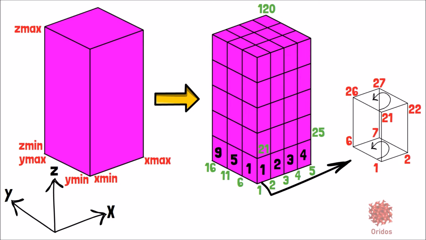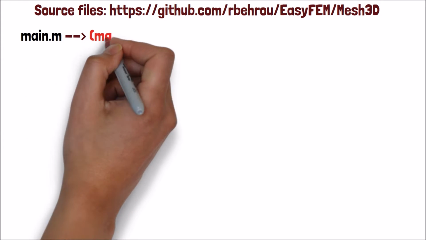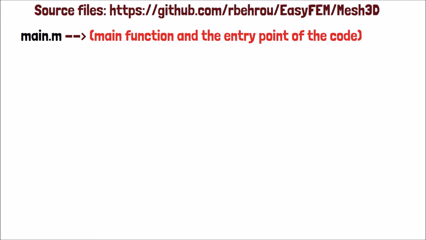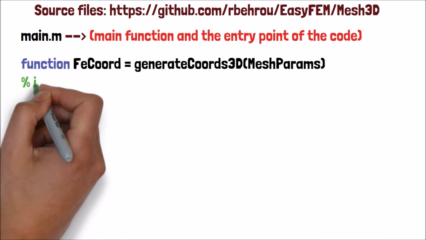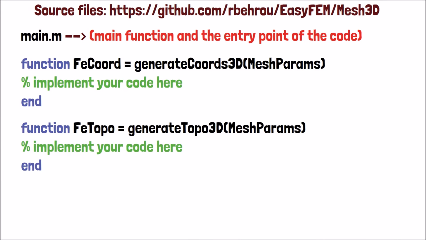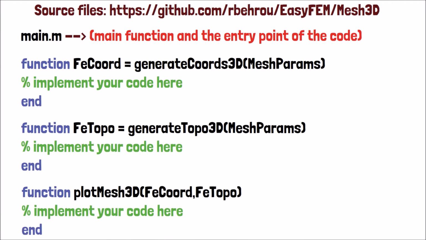Okay, let's jump into the code. We will have 3 main functions for the implementation and visualization purposes. The main.m function will be the entry point of our code. Next, as I explained schematically, we will implement 2 functions to generate nodal coordinates and connectivity matrices. Finally, for visualization of mesh, we will use the plotmesh3d.m function.